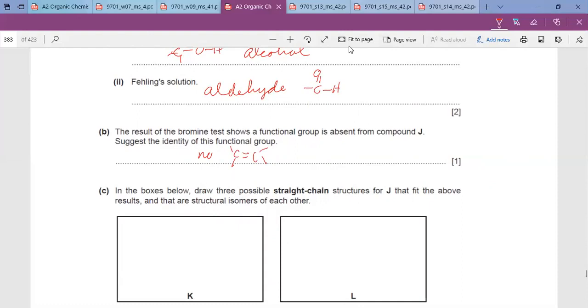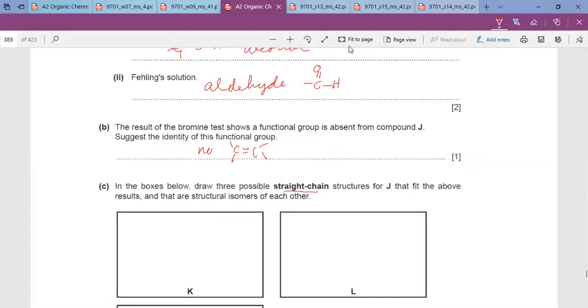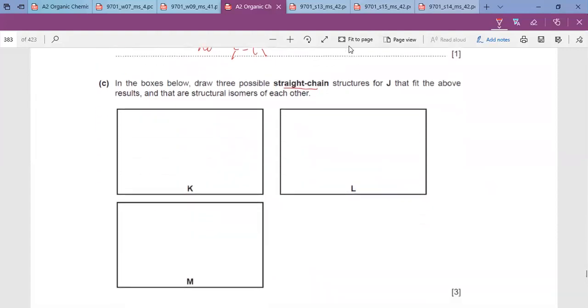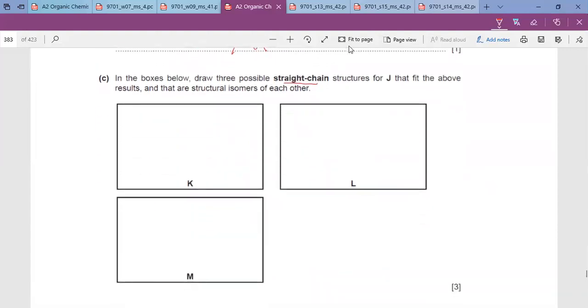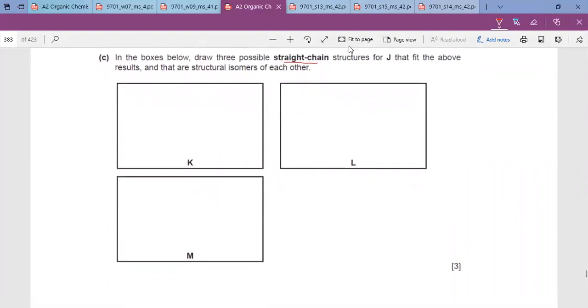Okay, in the 3 boxes below, draw possible structures. They say straight chain, no branch, okay? For J to fit the above. So here, of course, it is trial and error. Now remember there are only 3. Okay, now I'm going to draw here. Now this is what you do, of course, put 3 here.